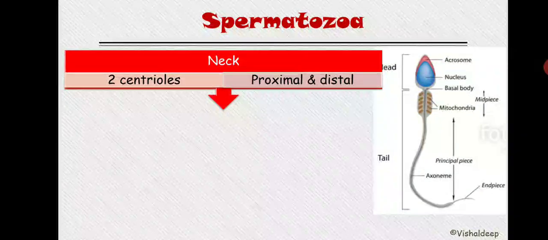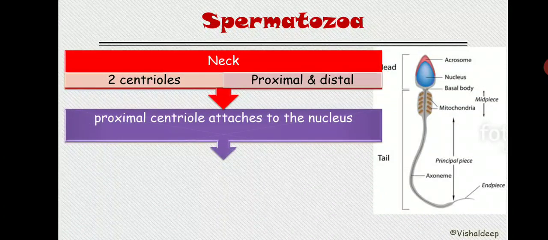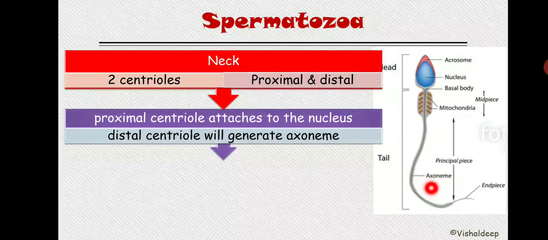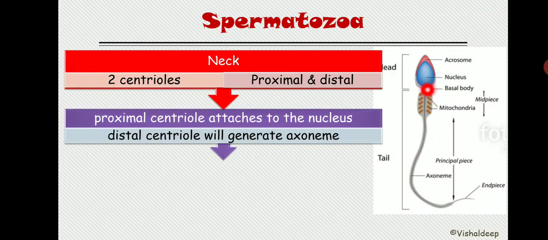Now remember the function. Proximal centriole will remain attached to the nucleus. Distal centriole will generate the axoneme. Now what is the axoneme? It is basically the configuration of microtubules in a 9+2 configuration. If you do not remember the 9+2 configuration, just remember that distal centriole will eventually make the axoneme, right? The entire structure that is situated inside the tail portion will be made by the neck's distal centriole. The portion that is situated inside the tail, you can see there is the axoneme. This axoneme will be made by the distal centriole.